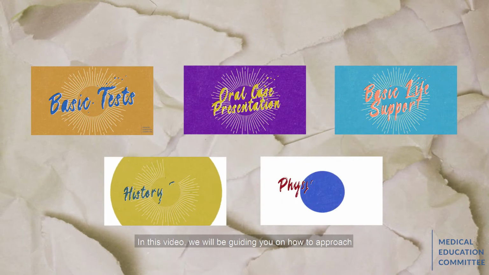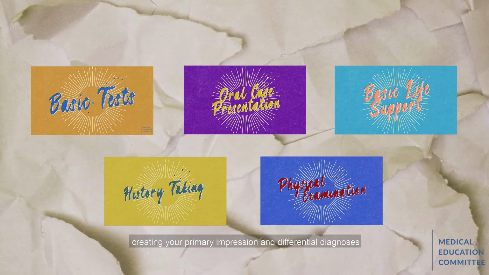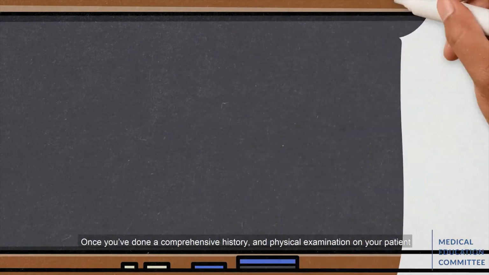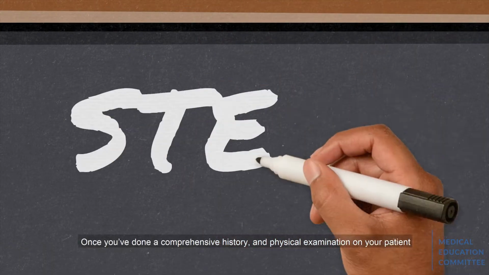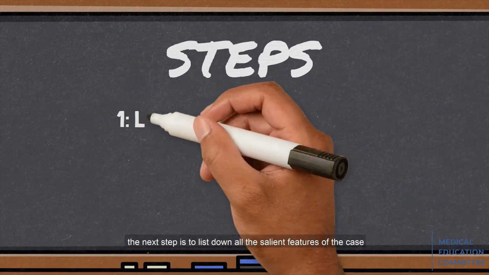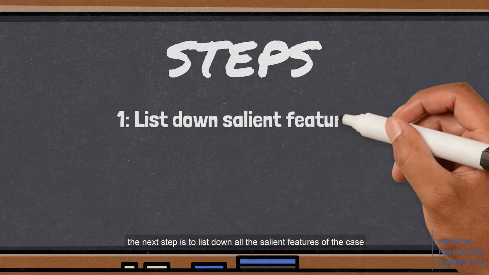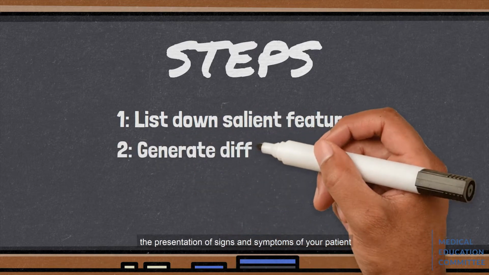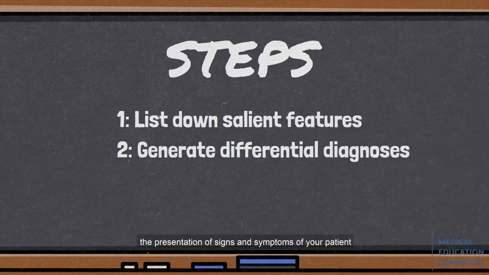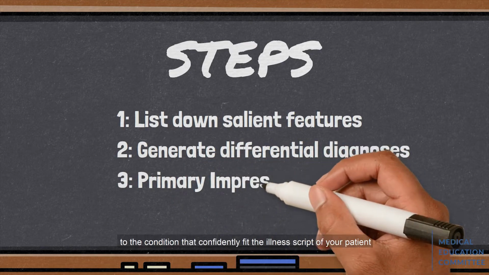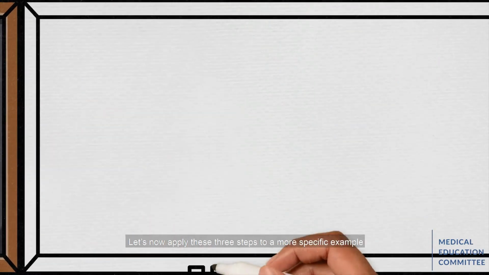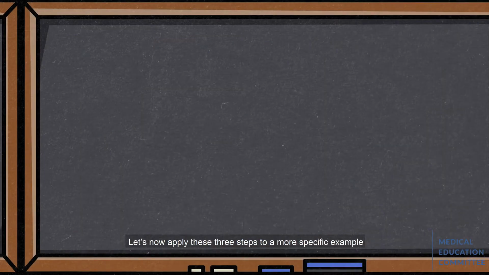In this video, we will be guiding you on how to approach creating your primary impression and differential diagnoses. Once you've done a comprehensive history and physical examination on your patient, the next step is to list down all the salient features of the case. Step 2 would be listing down possible conditions that fit the presentation of signs and symptoms of your patient. And step 3 would be narrowing down your list of differentials to the condition that confidently fits the illness script of your patient. Let's now apply these 3 steps to a more specific example.